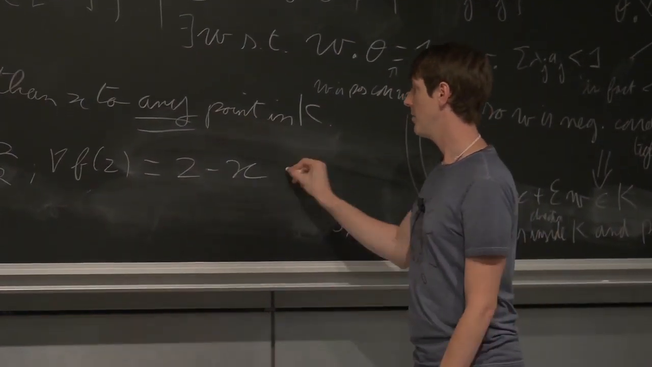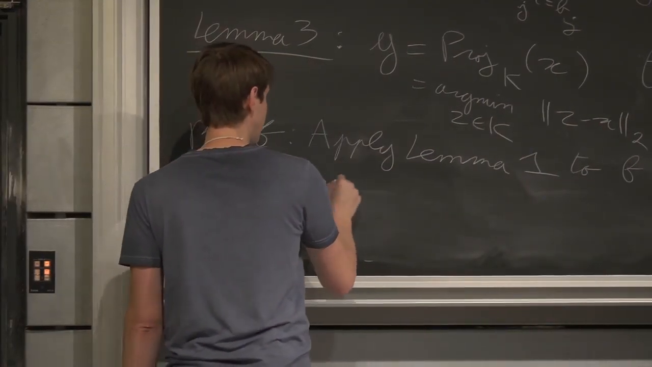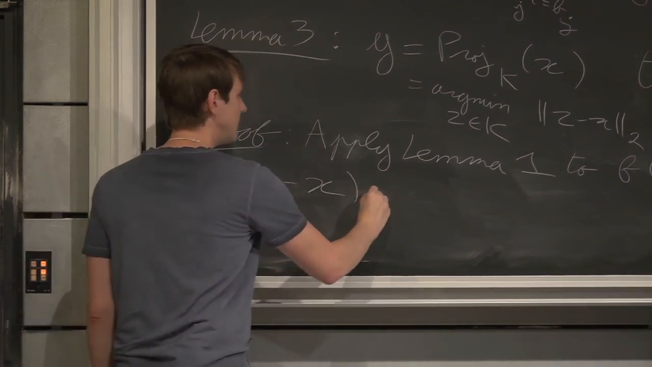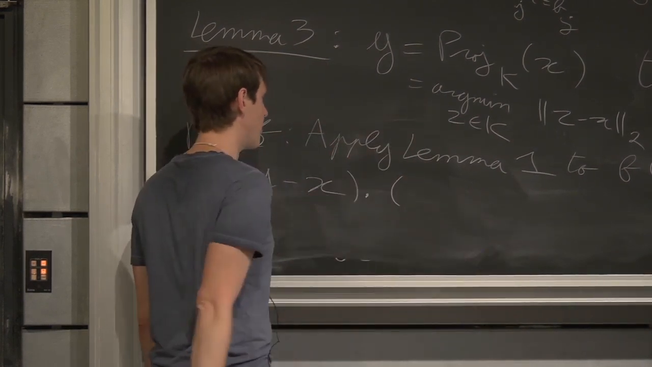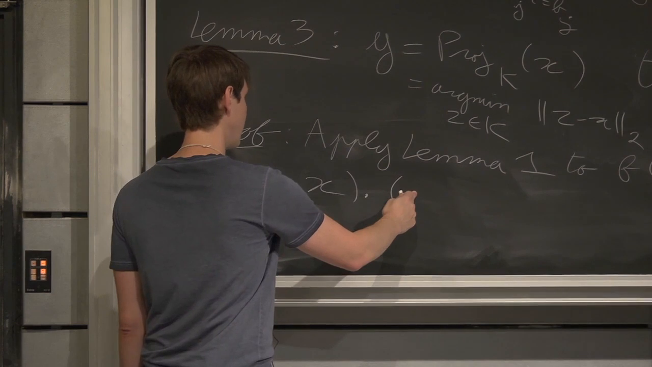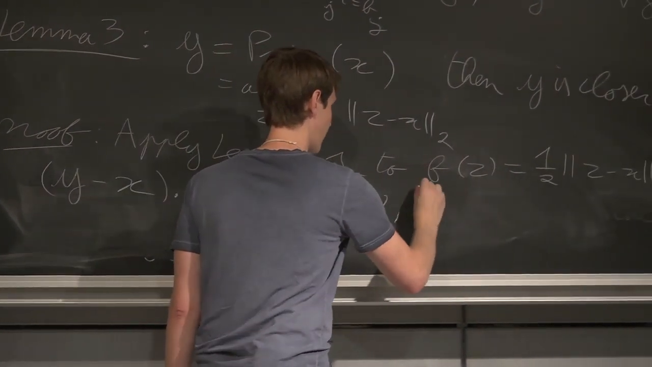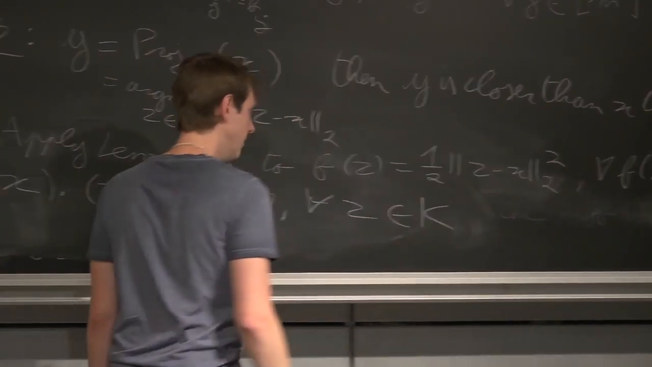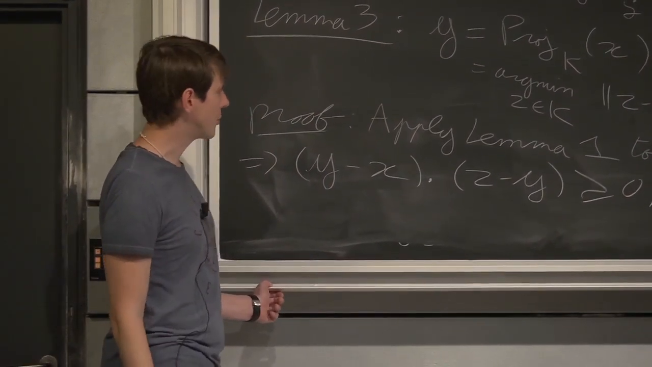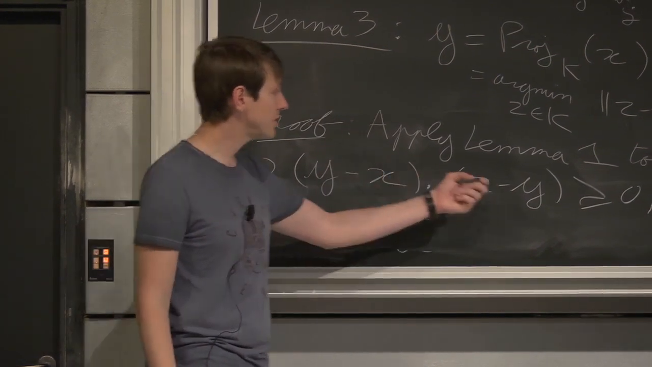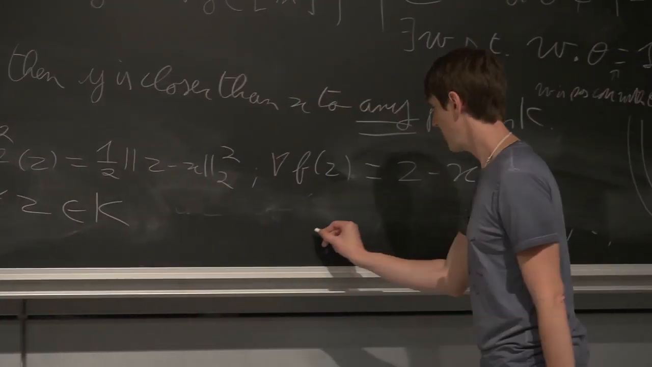And by lemma 1, I get that y minus x, which is the gradient at the optimum, is positively correlated with any direction inside. So if I'm going toward the point z from y, that is z minus y, this is non-negative for any z in K. This is what lemma 1 gives me: the gradient of this function is positively correlated with any direction going inside. Maybe I should draw a picture to make sure we're on the same page.